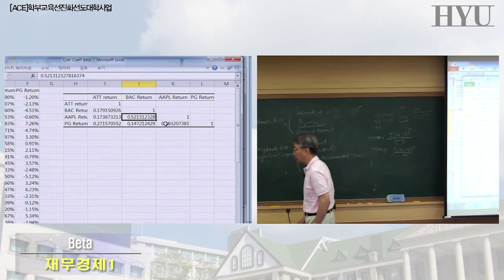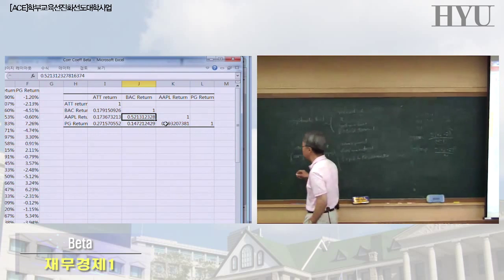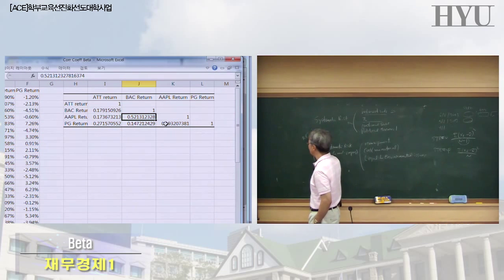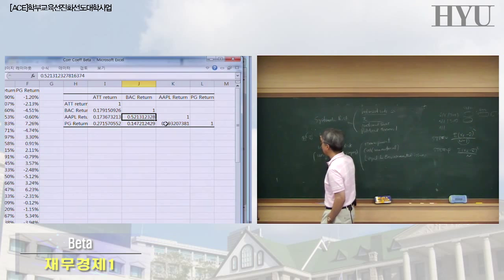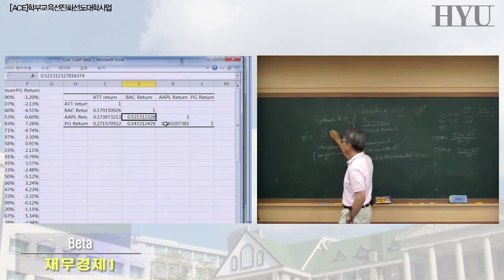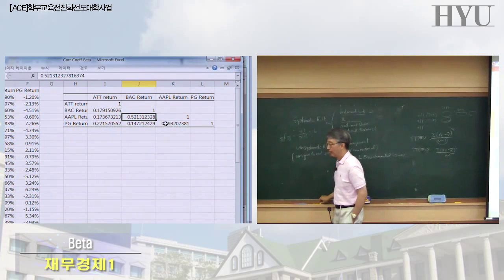So you can have 6 different portfolios, right? It's 4C2, selecting 2 out of 4, right? So that should be 4 factorial over 2 factorial times 2 factorial, which is 6, right?